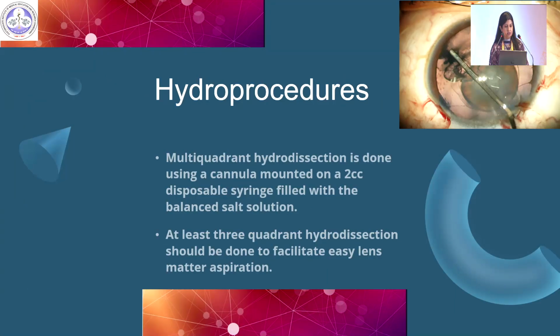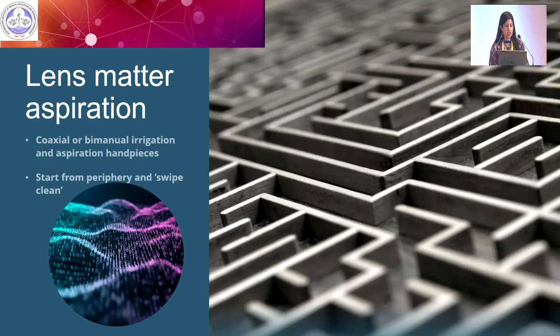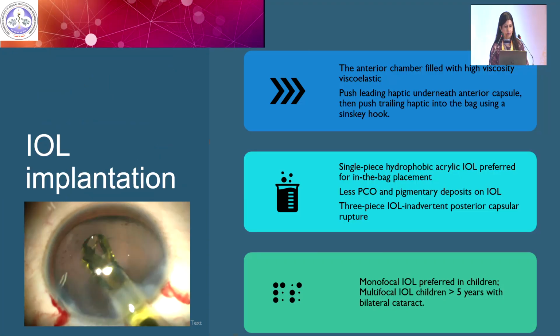Multi-quadrant hydrodissection is very necessary, using a cannula on a 2 cc disposable syringe, and at least 3 quadrants of hydrodissection should be done. Coaxial or bimanual irrigation aspiration should be done. Start from the periphery and swipe clean. IOL implantation should be done only after filling the anterior chamber with high viscosity viscoelastic. Push the leading haptic and then the trailing haptic.